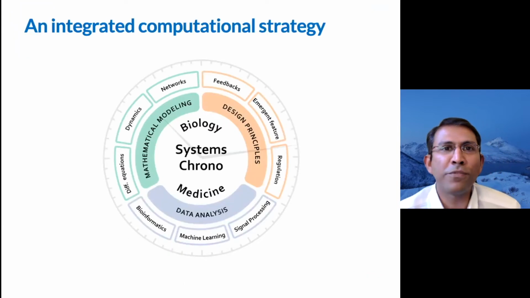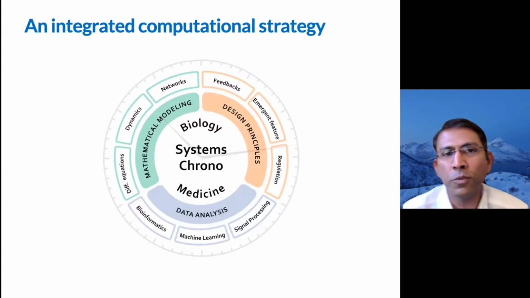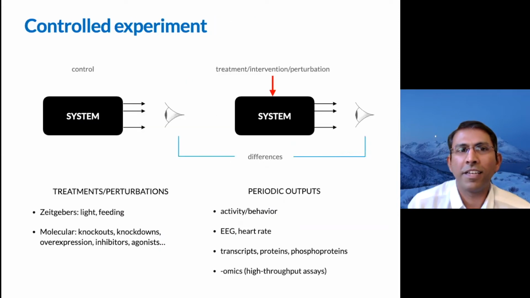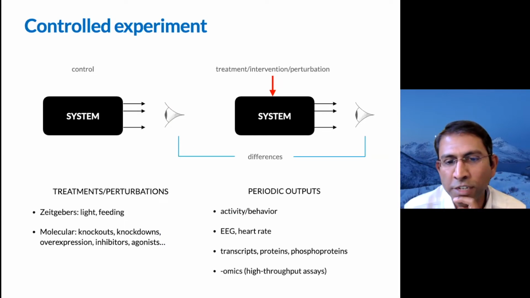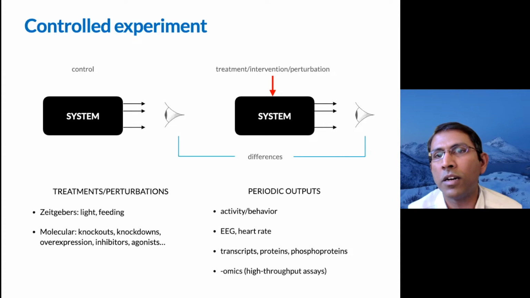Just to give you a brief introduction, in my group, we use a combination of mathematical modeling and data analysis to answer questions in circadian biology and circadian medicine. And so one of the topics today is controlled experiments in circadian biology. One of the common paradigms for understanding the functioning of a system is to observe the output of the system under a control condition and after a designed perturbation, treatment, or intervention. By comparing the responses under the two conditions, by observing what the differences are, one can gain insight into how the system functions.